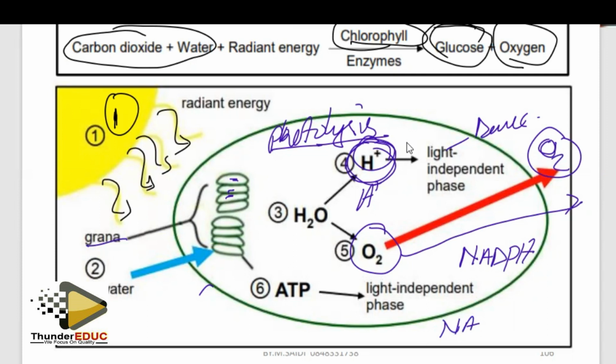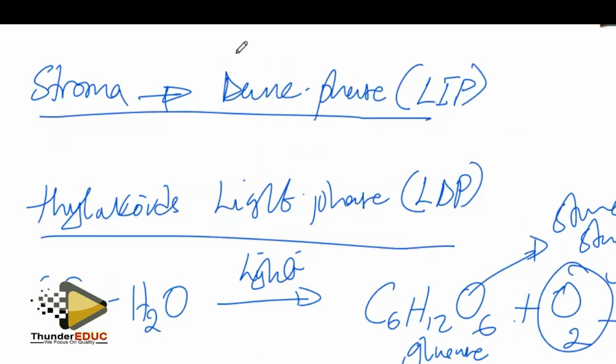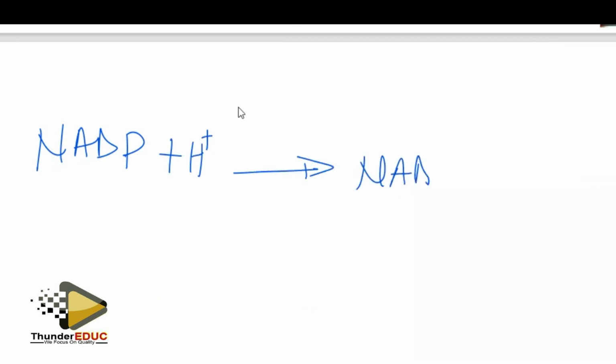nicotinamide adenine dinucleotide phosphate, this plus the hydrogen ion, then it forms what you call NADPH. So basically what happens, you have the NADP, plus the hydrogen ion which is formed, and then you're going to form NADPH. Yes, NADPH. So that's what happens.